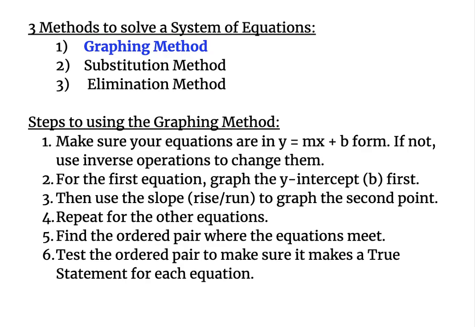You're going to start with your first equation, and you're going to graph the y-intercept, or the b, first. That's where we always start off. Then you're going to use the slope, rise over run, to graph the second point. You're going to connect those two dots to make the first equation's line. Then you're just going to do the same thing for the other equations. And then you're going to find the ordered pair where the equations meet. That should be your answer.